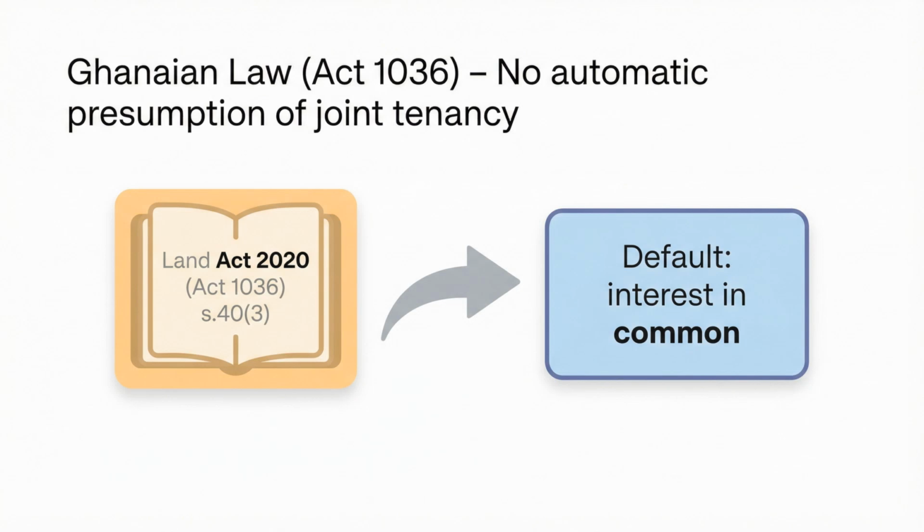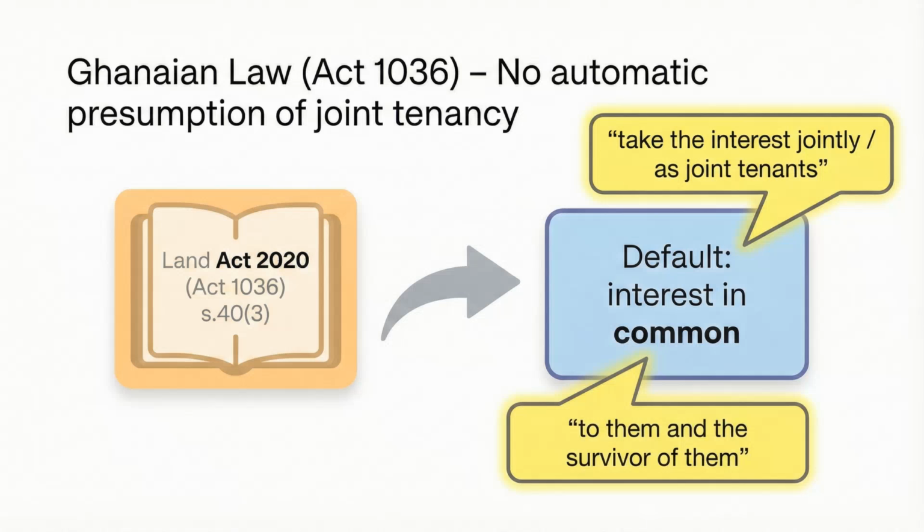Under Ghanaian law, the approach changes. Section 43(3) of the Land Act 2020 says a conveyance to two or more persons, except a conveyance in trust, creates an interest in common, not joint tenancy, unless the conveyance expressly indicates joint tenancy or survivorship, or clearly shows that intention. So you typically need express language, like "as joint tenants," or survivorship wording, such as "to them and the survivor of them." Alternatively, the document must manifestly show an intention to create joint tenancy. Silence alone won't do it under Act 1036.